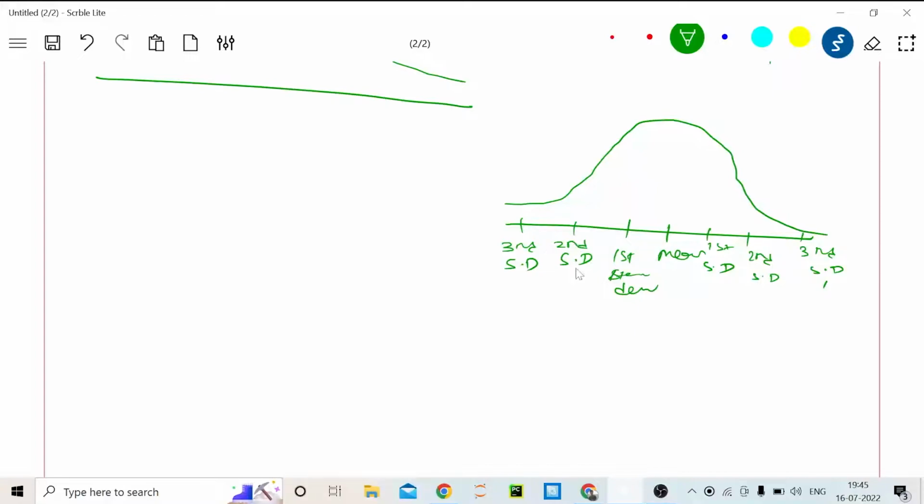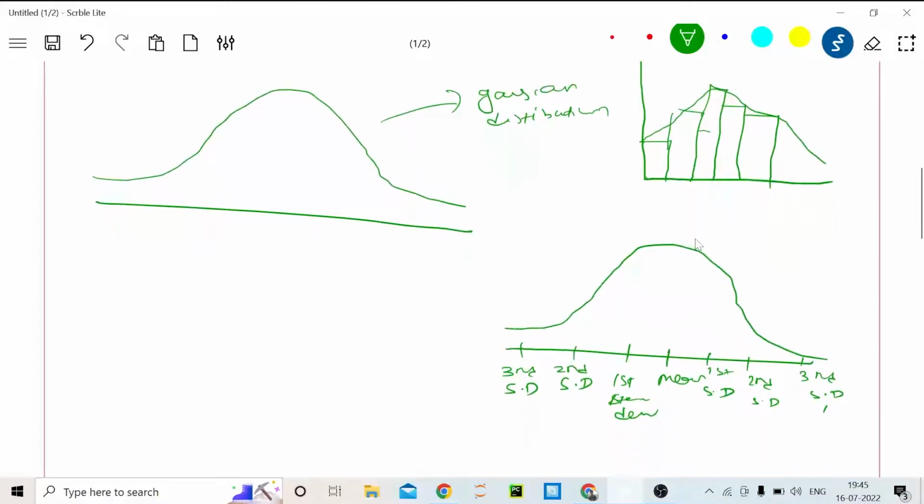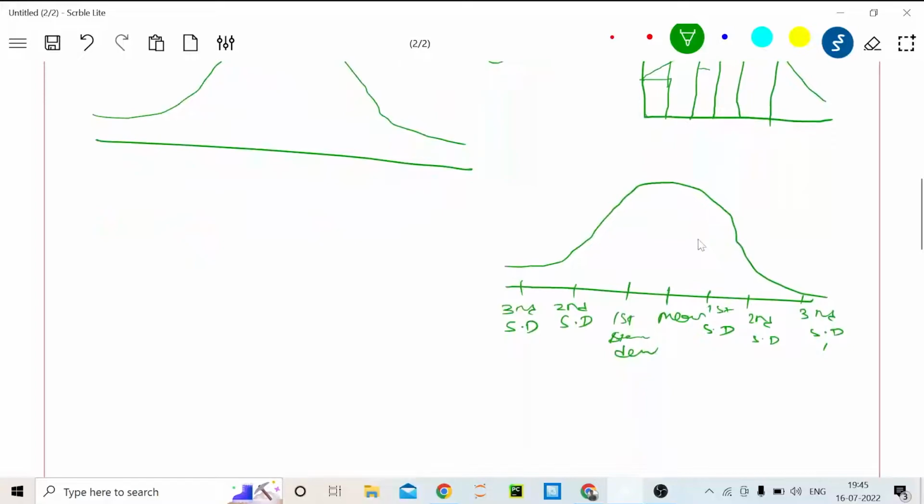Okay, in the Gaussian distribution, it is nothing but the smoothing of a histogram. That means the histogram we create like this, after creating the histogram, we smooth it. That is called the distribution, the Gaussian distribution, or also called the normal distribution.